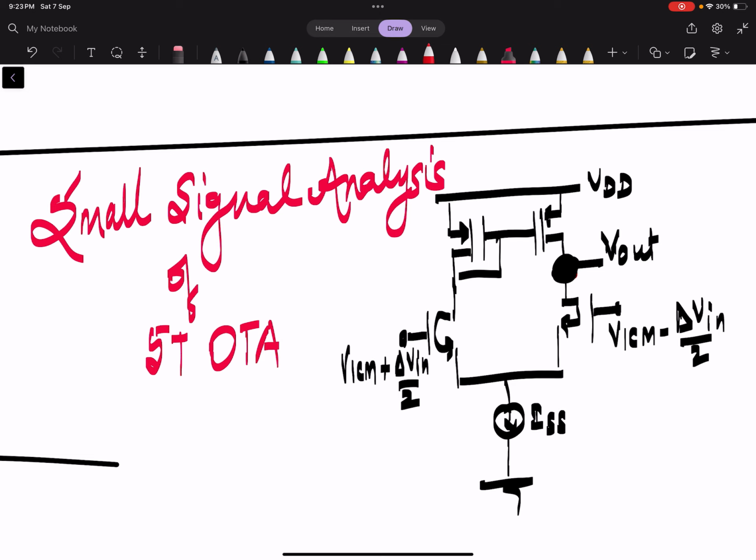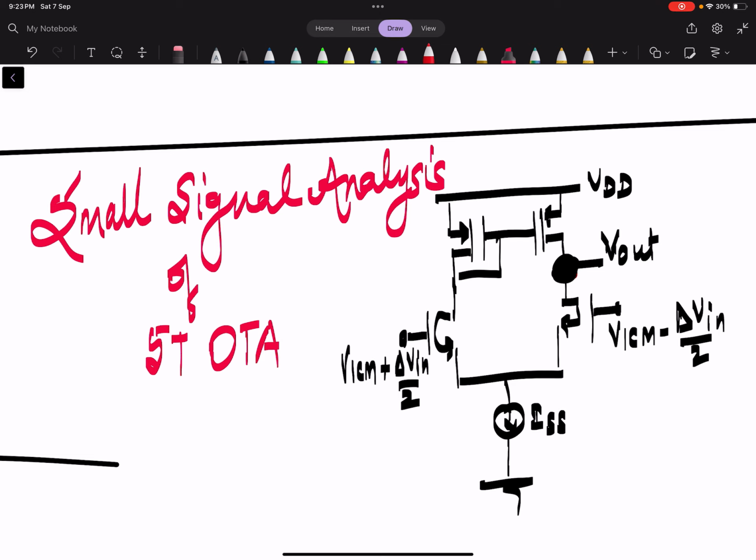Hello. Today we will see the small signal analysis of the 5 transistor operational transconductance amplifier. This video is going to be very important to understand the small signal analysis and how we can analyze the 5 transistor OTA in a quick way, just to design the circuit. So from a designing perspective, I'll explain how we can see the circuit.